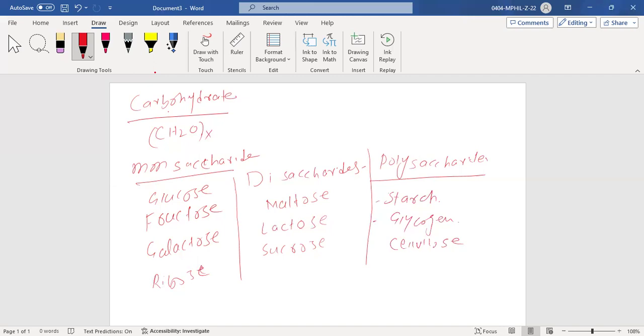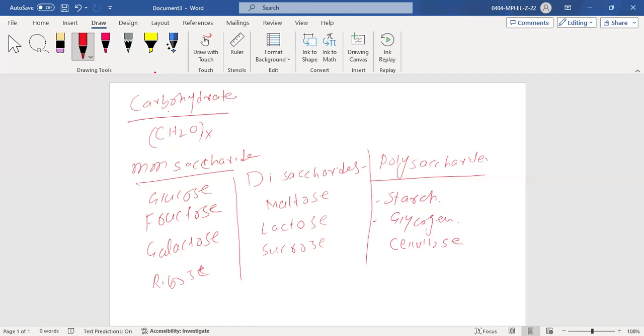Then you will have glycogen. It is the storage form of glucose in animals. It is also called animal starch. And then you have cellulose, and cellulose, you know very well, is the structure composed mainly of the cell wall in plants.